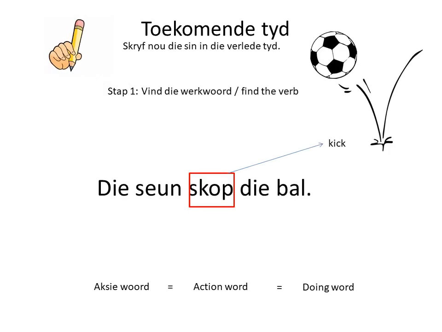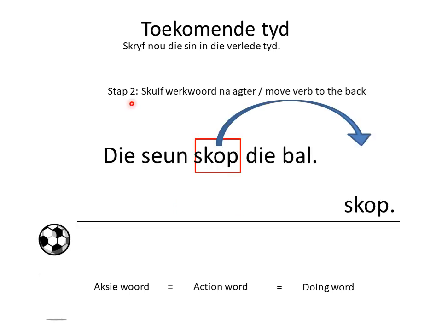We go through in a series of steps. Step 1, you need to find what? Say it. If you said werkwoord, you are correct. The verb. You need to find the verb. And of course we know the verb in this sentence is skop, kick. And you circle it. Step 2, you need to move the verb where? To the back of the sentence.